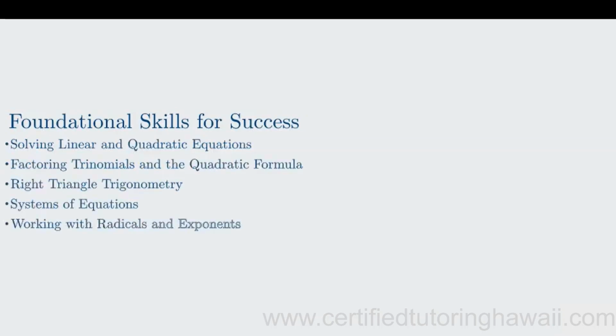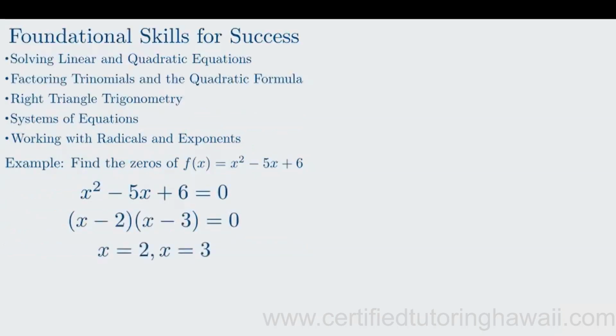Before we dive into new topics, it is vital to ensure your algebraic foundation is rock solid. AP Precalculus builds directly on your work in algebra and geometry. Let's look at why these matter. In this course, we often need to find the zeros of a function to understand its behavior. If you are given a quadratic function, like x squared minus 5x plus 6, you need to be able to factor it quickly. By factoring this into (x minus 2)(x minus 3), you find that the function crosses the axis at 2 and 3.